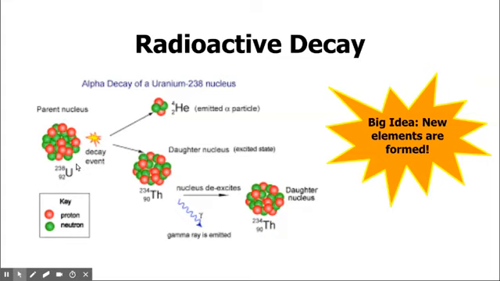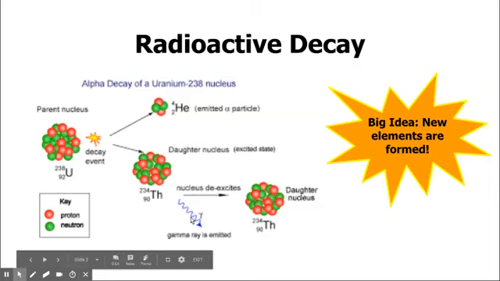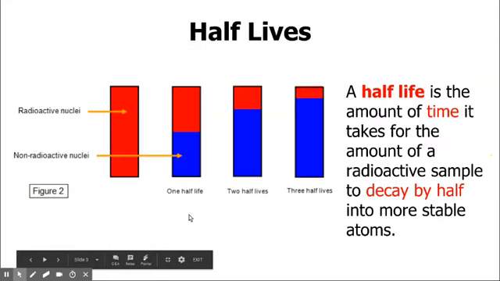So if we're looking at here, we have new elements being formed, but what's happening is they're becoming more and more stable as they go. And during this radioactive decay, like we talked about in 4.1, radiation is being emitted and we have new elements being formed because that nucleus is decomposing.